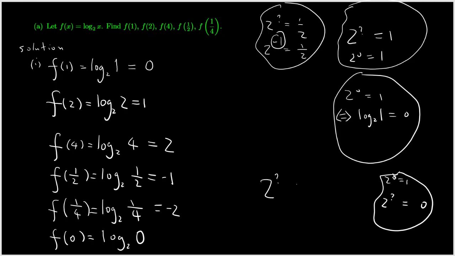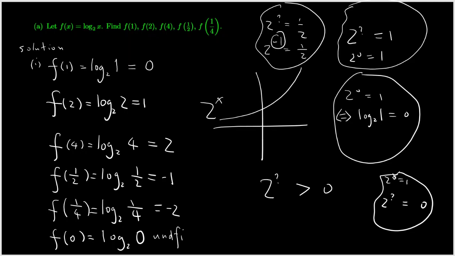2 to any power is positive. It's always positive. You remember the graph of 2 to the power of x is something like this. It's always positive. 2 to whatever power is positive, right? 2 to no power is equal to 0. So this question mark does not exist. It means this is undefined. It's comparable to 0 never being allowed on the denominator. 0 is never allowed to be a value of any log.